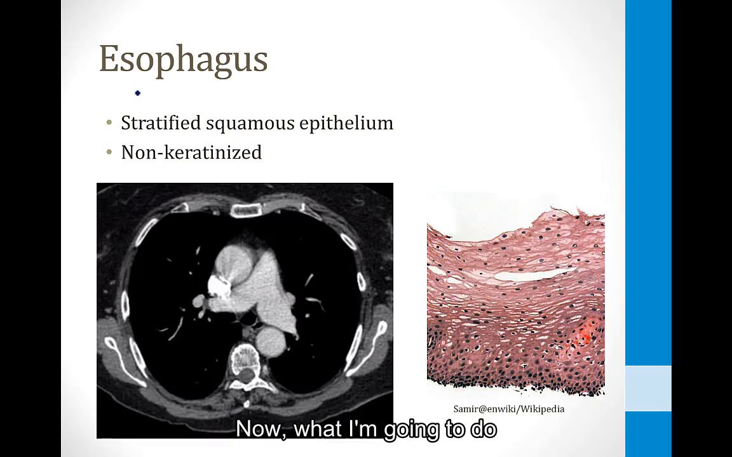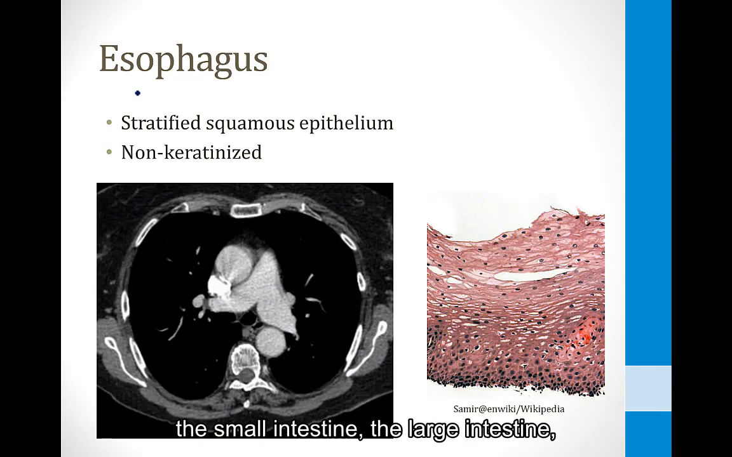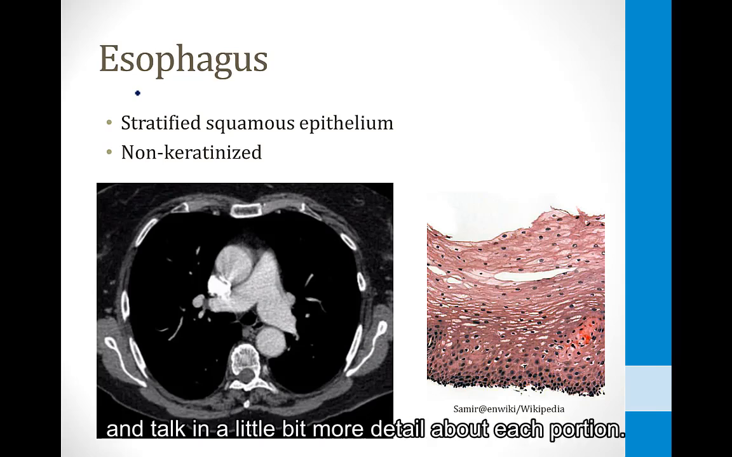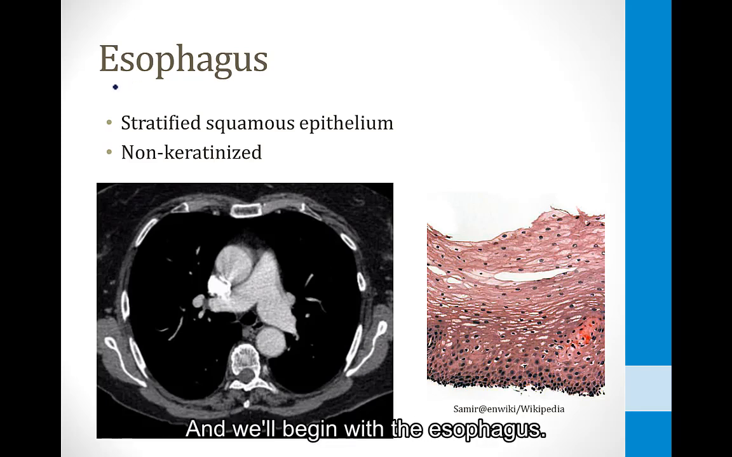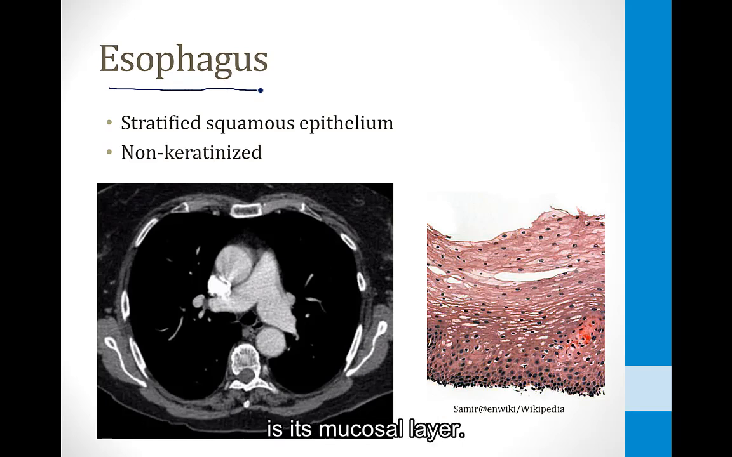Now what I'm going to do is go through the different sections of the GI tract, the esophagus, the stomach, the small intestine, the large intestine, and talk in a little bit more detail about each portion. And we'll begin with the esophagus. And for each section of the GI tract, what really distinguishes it from the other sections is its mucosa layer. And the mucosa of the esophagus is the simplest one to understand.